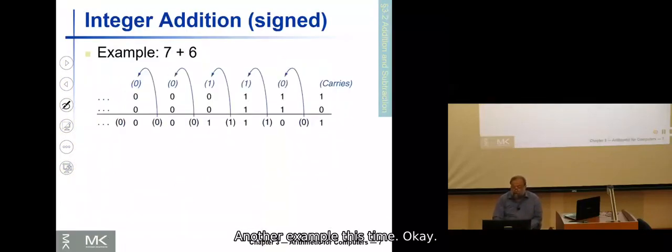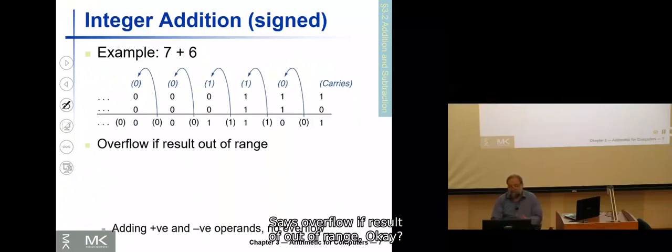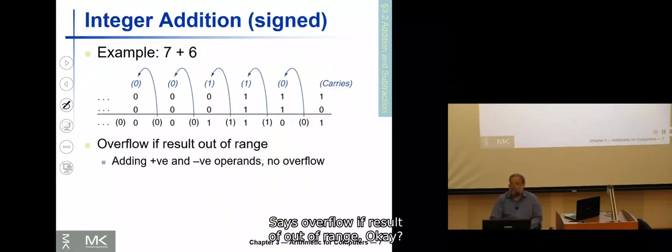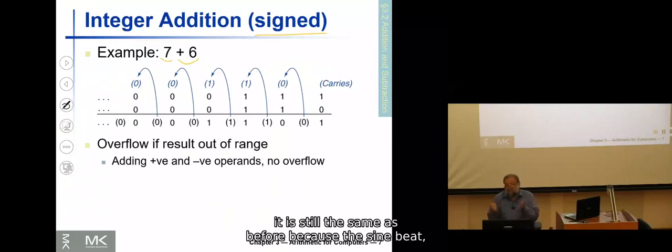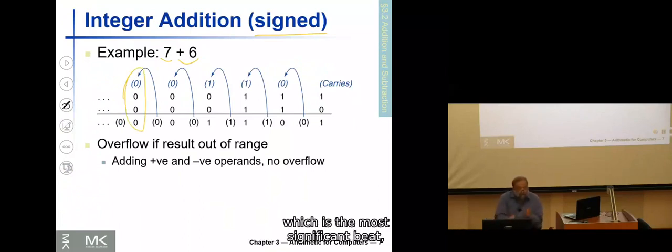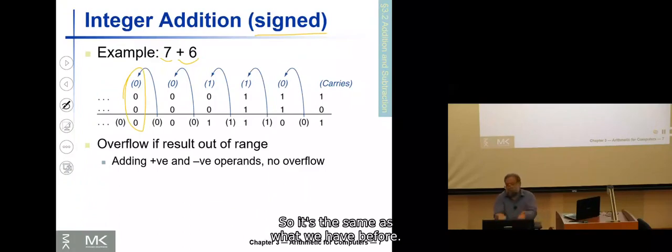Another example. This time it's still unsigned, so the same thing applies: overflow if the result is out of range. Okay. Now let's think about signed. Since we are adding 7 plus 6 and they are both positive, it is still the same as before because the sign bit, which is the most significant bit, is 0 for the positive values. So it's the same as what we have talked about before.